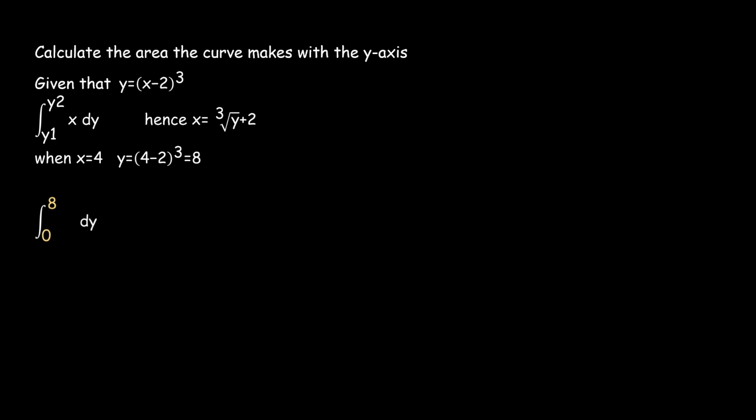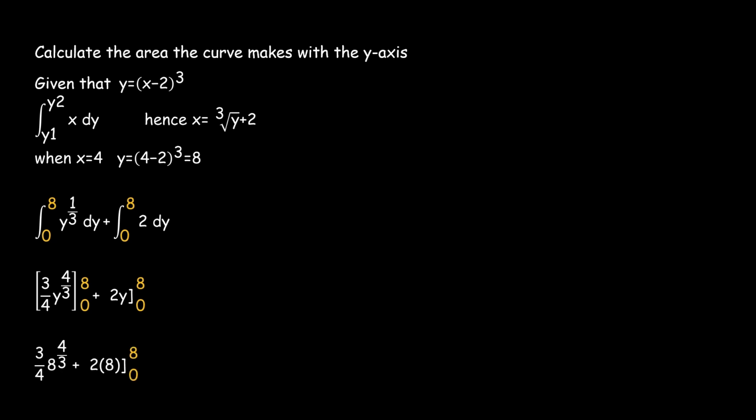If we replace the value for x into our question, we're going to have the integral of y to the power 1/3 plus the integral of 2 dy. This would be y to the power 4/3 divided by 4/3 plus 2y. And if you rearrange the fraction, you have 3/4 of y to the power 4/3 plus 2y from 0 to 8. Substituting the limits in each of these, we would have 12 plus 16, which is equal to 28 square units.